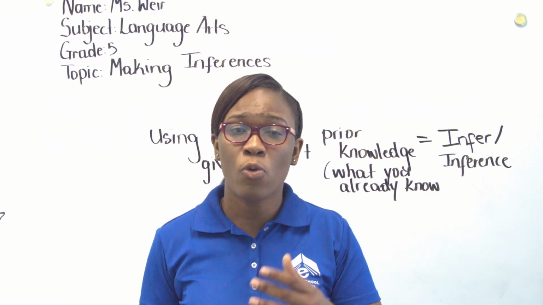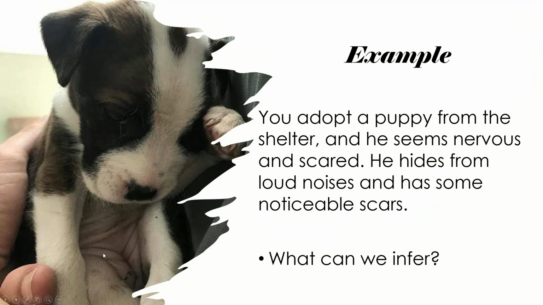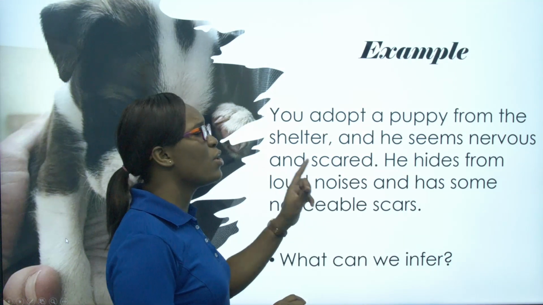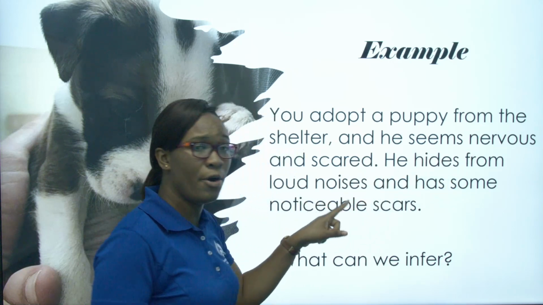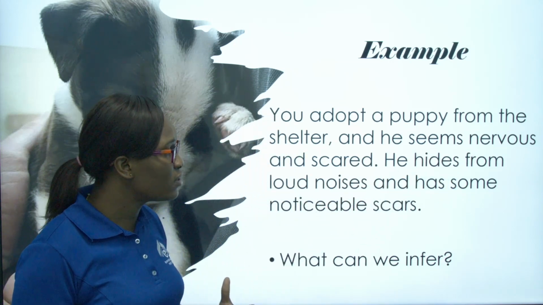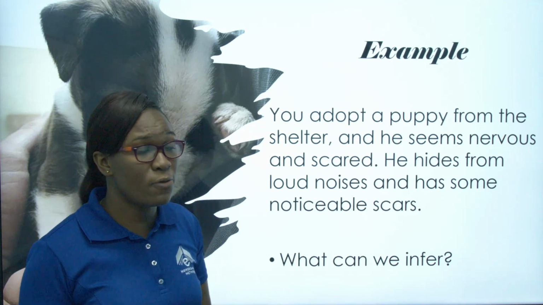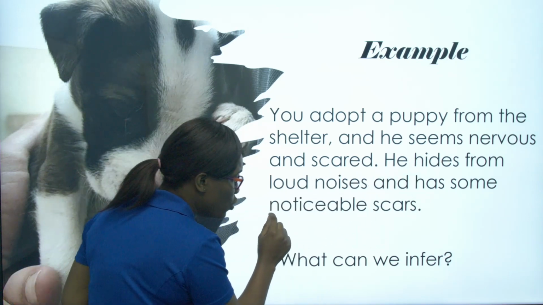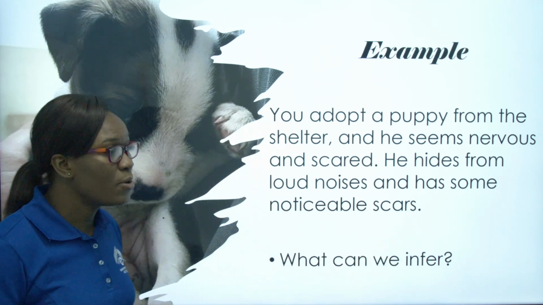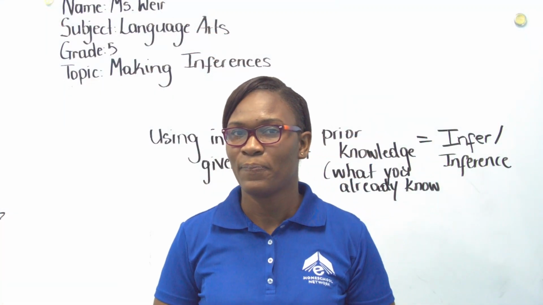And what we can use to say that yes, this is so, we can go back to the information given to us and highlight a few points. Do bear in mind that the information said that when you went to adopt the puppy from the shelter, the puppy seemed nervous and scared. Something happened. Why is this puppy so nervous and scared? The puppy is not happy. And this could be because of something that the puppy was exposed to before. And we also know that he hides from loud noises and has some noticeable scars. So the puppy, trust me, got a fine beating, so to speak.